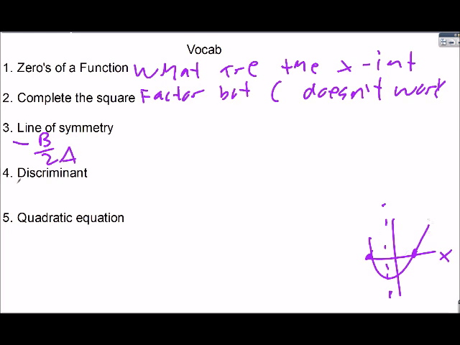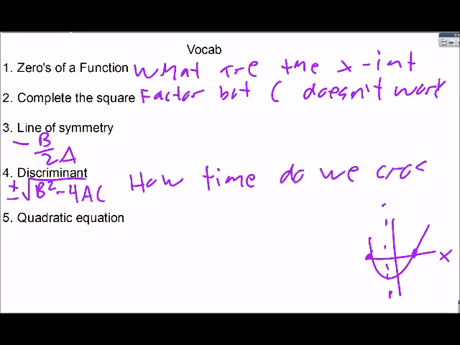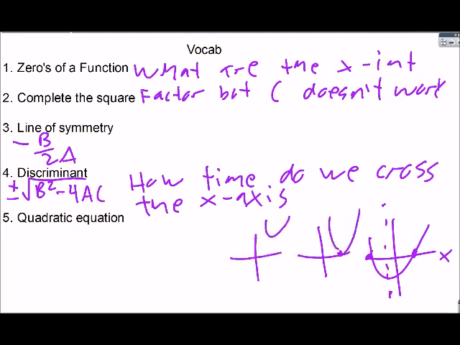Our discriminant is the equation plus or minus square root of b squared minus 4ac, and this is how many times do we cross the x-axis. So it can cross 2, 1, or 0. And our quadratic equation is just our line of symmetry and discriminant put together.